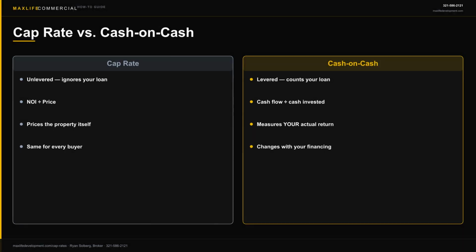Here is the one to remember. If you pay all cash, your cash on cash equals the cap rate exactly. The second you borrow, they split apart.